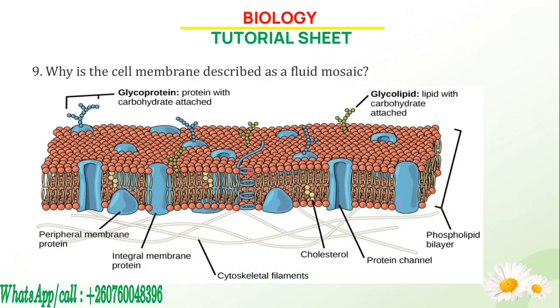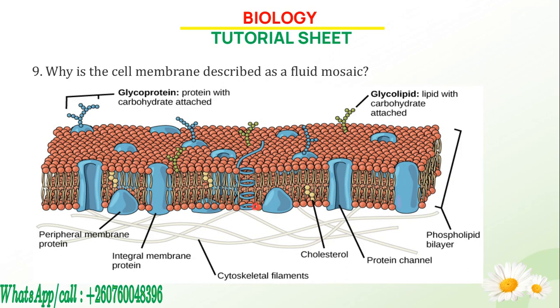To start with, the cell membrane is made up of what? Phospholipid bilayer. As you can see, there's a layer here on top as well as down here. Not only that, inside the phospholipid bilayer, there are proteins embedded in it. As you can see, we have the integral protein here. We also have the peripheral membrane protein here. These are the proteins that are embedded inside the phospholipid bilayer, and they are scattered.